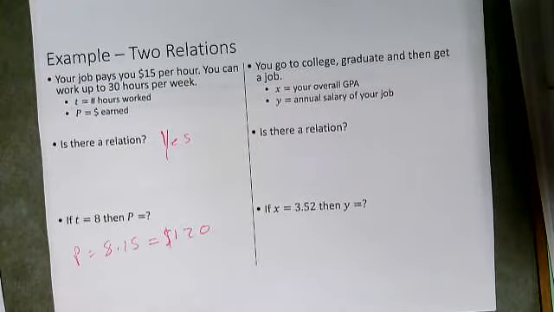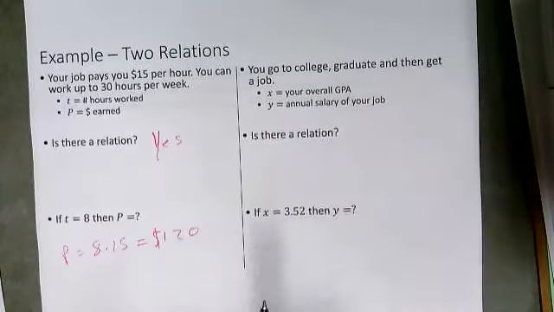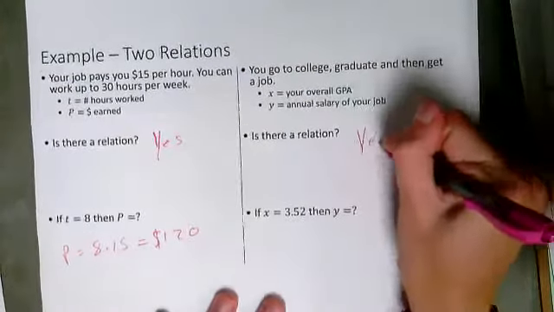All right, cool. So this other example. You go to college, graduate, and then get a job. So x is your overall GPA. y is your annual salary of your job. Is it a relation? Sure. It is relating.